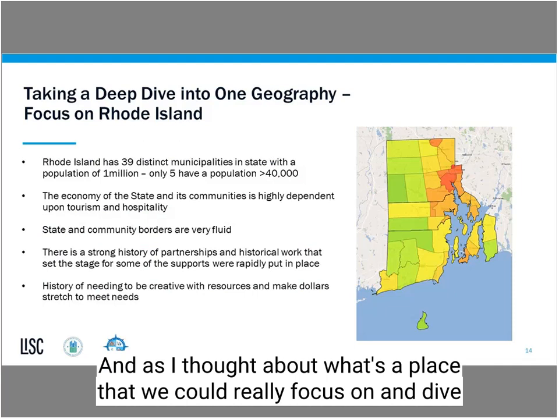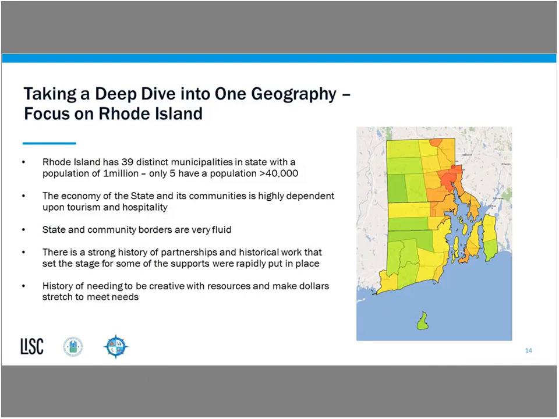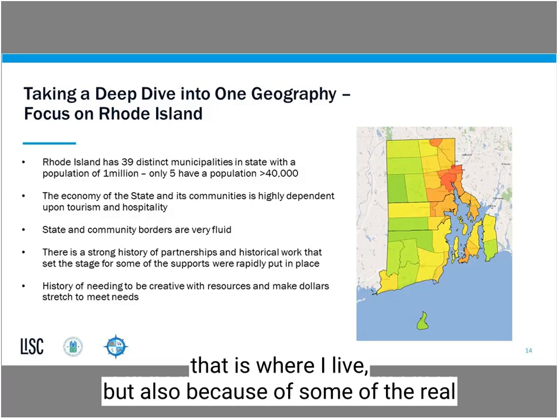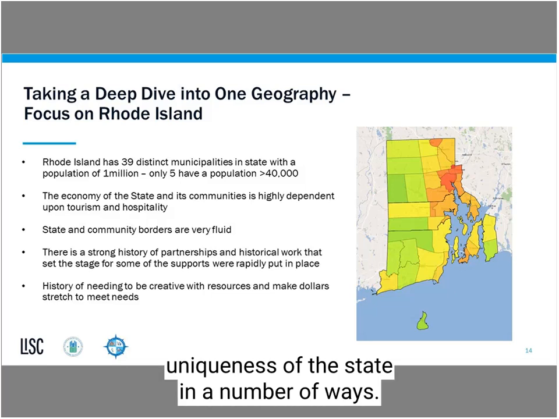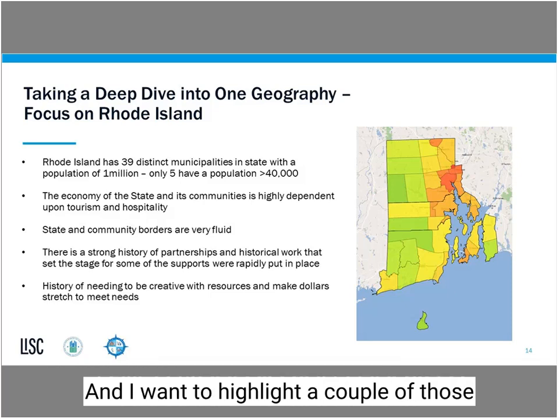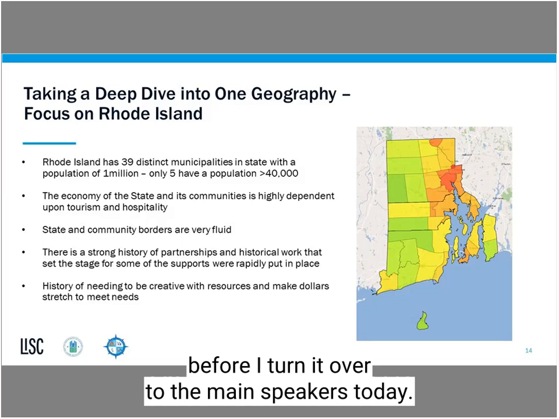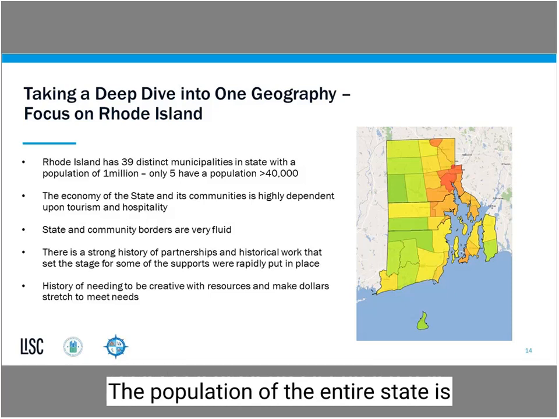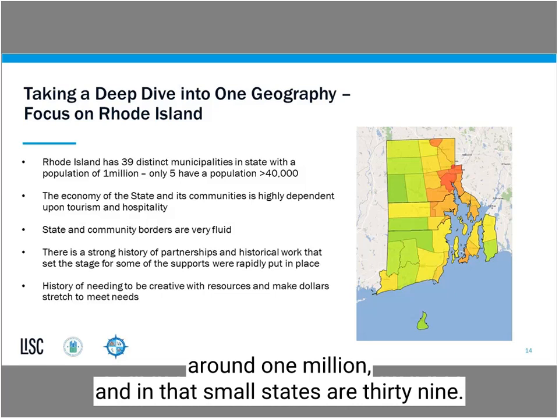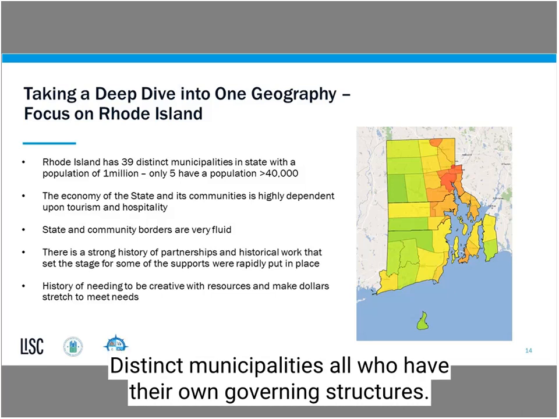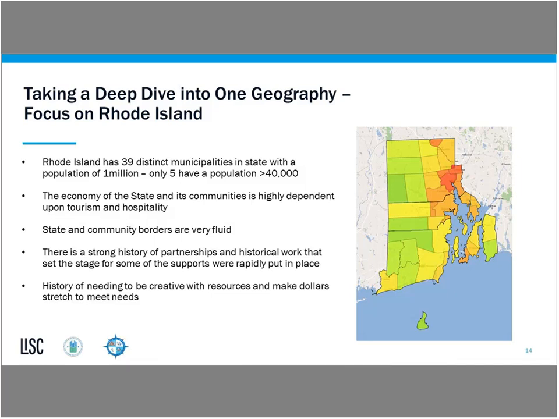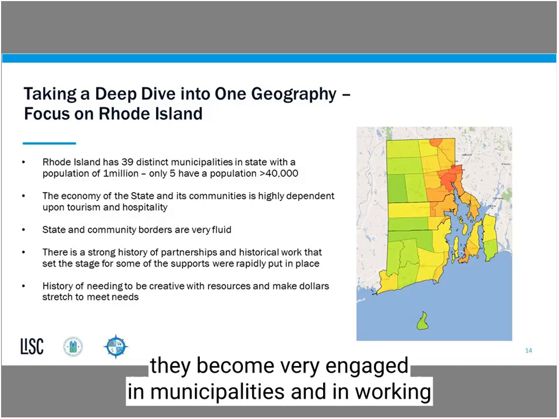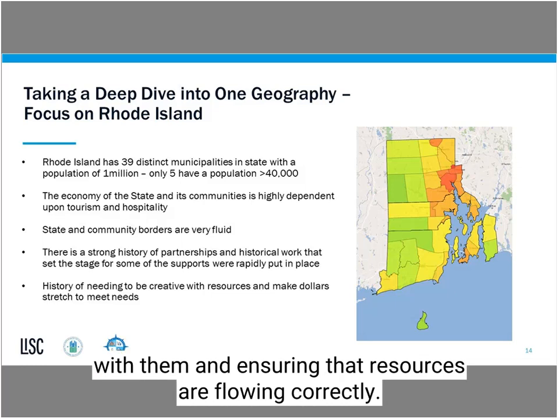As I thought about a place that we could really focus on and dive into, Rhode Island came to mind, not only because that is where I live, but also because of the real uniqueness of the state in a number of ways. I want to highlight a couple of those before I turn it over to the main speakers today. For those of you who are not familiar with Rhode Island, it is a very small state. The population of the entire state is around 1 million. And in that small state, there are 39 distinct municipalities, all with their own governing structures. So as you can imagine, even state leaders become very engaged in working with municipalities and ensuring that resources are flowing correctly.